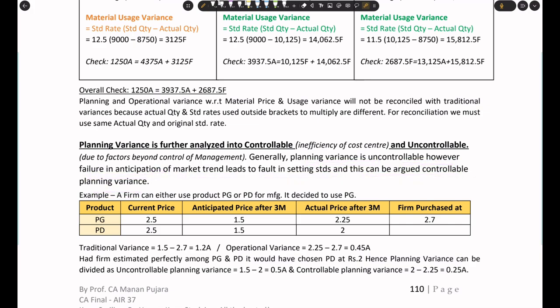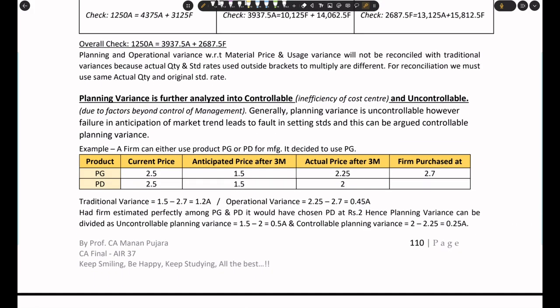Okay, an example is given: a firm can either use product PG or PD. It decided to use PG. The current price of PG is 2.5 and PD is also 2.5. Anticipated price is 1.5 after 3 months for both. The actual price after 3 months is 2.25 for PG and 2 for PD, but the firm purchased at 2.7. So let's analyze why the difference is there. Traditional variance is 1.5 minus 2.7, that is the traditional variance.